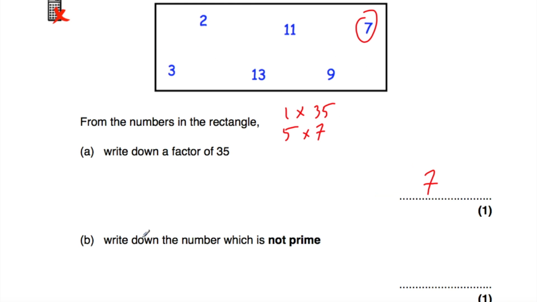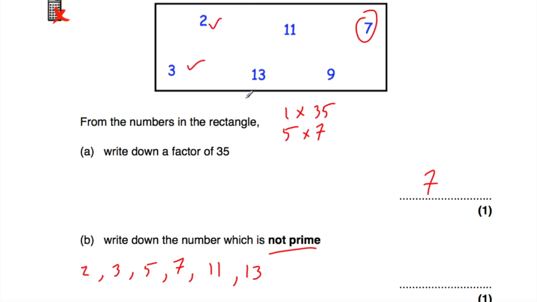Okay, part B says to write down a number that's not prime. So let's write down our prime numbers. There are 2, 3, 5, 7, 11, 13, and actually I can stop there because that's as high as the numbers go inside the rectangle. So 2, it's prime.